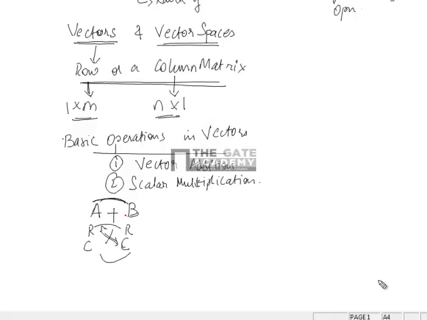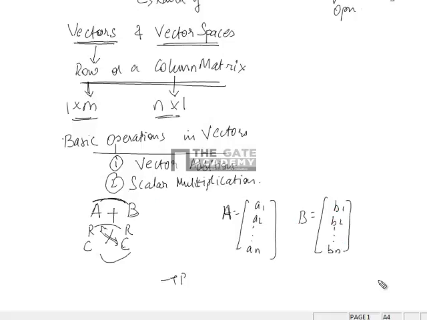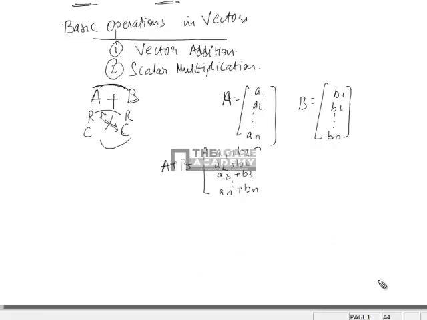Let me say A is A1, A2, and so on till An, and B is B1, B2, and so on till Bn. Then A plus B is nothing but A1 plus B1, A2 plus B2, A3 plus B3, and so on till An plus Bn. This is what A plus B is. This is called vector addition.